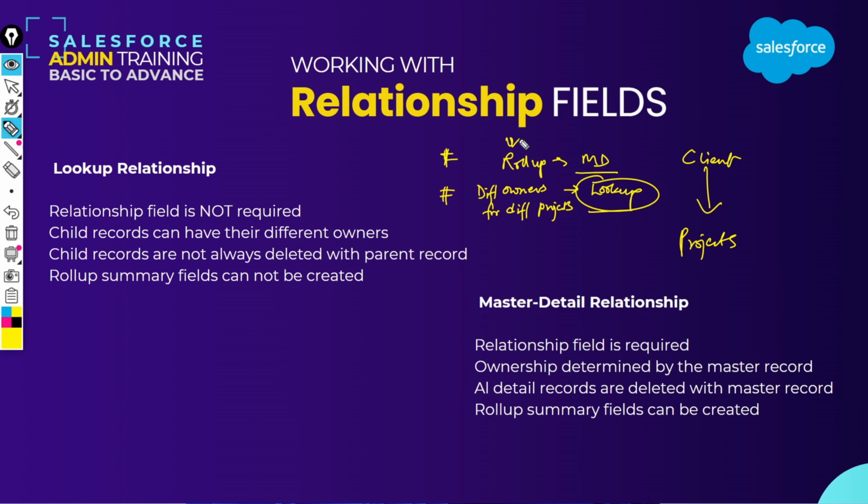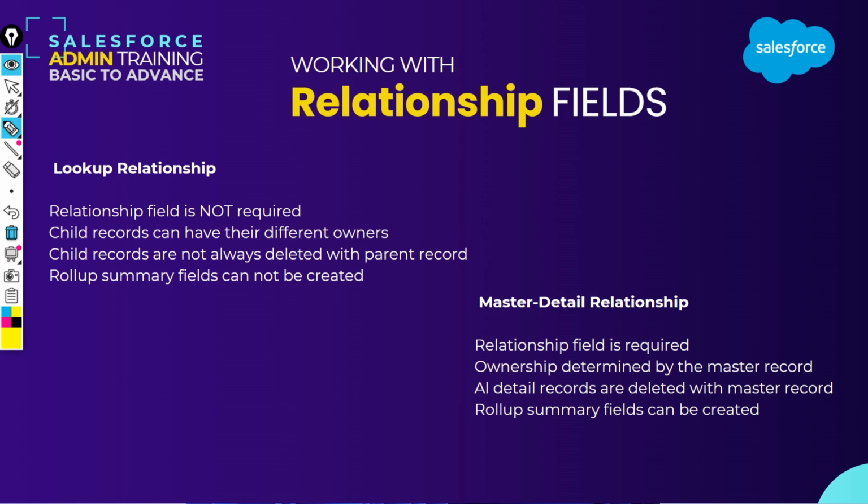For now, I would just go ahead with a master-detail relationship. I know I would not be able to create separate owners for separate projects. So for the ease of understanding of everyone, for now, I'll ignore this part, and we will go ahead with a master-detail relationship so that we are able to create our roll-up summary fields. All right, so that's what we are going to do. Now let's quickly get into our Salesforce and then create the relationship fields that we have. Okay, so that's about one relationship.